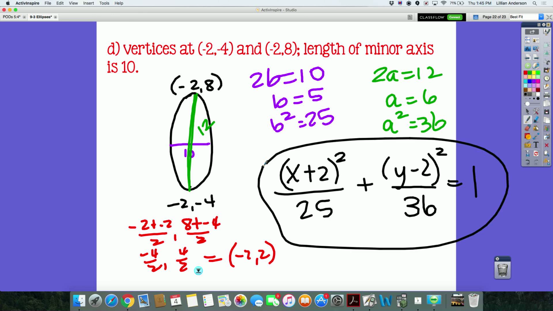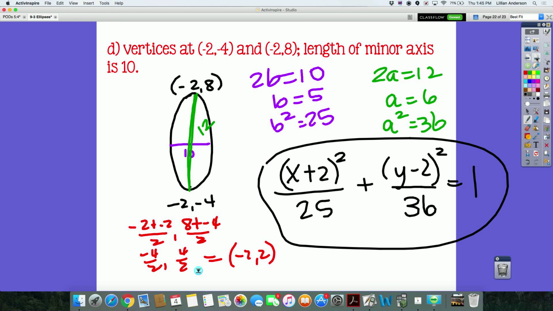This is the equation that you should have gotten for this one. Since the vertices, the y's change, we know that's going to be a vertical ellipse, which means our a squared, which was 36, is going to go underneath our y's, and then our b, since our minor length was a length of 10, we set that equal to 2b. We solve to get b squared is 25.